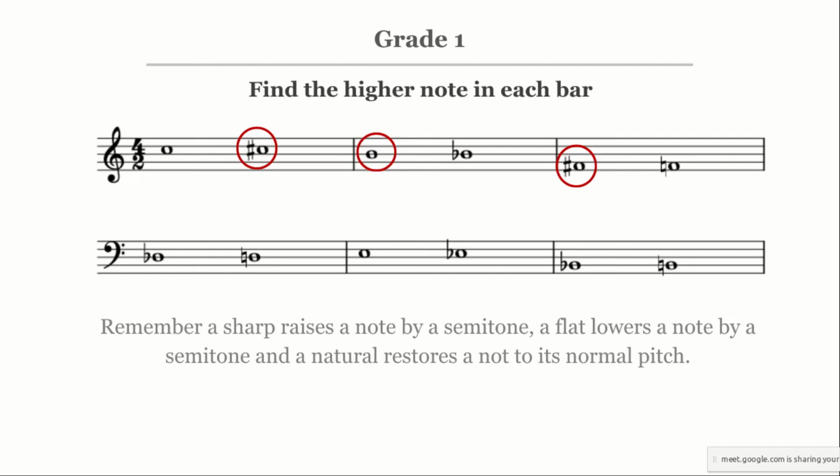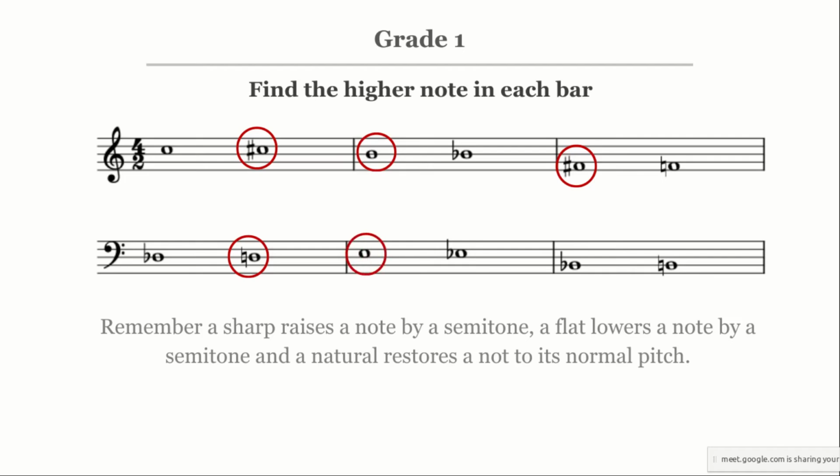So usually a flat is lower than a natural, and a natural is lower than a sharp, or a sharp is higher than a natural, and a natural is higher than a flat. So this is a D natural and a D flat. Which one is higher? D natural. What about the next bar? We have E natural and E flat. Which one is higher? E natural. Perfect.